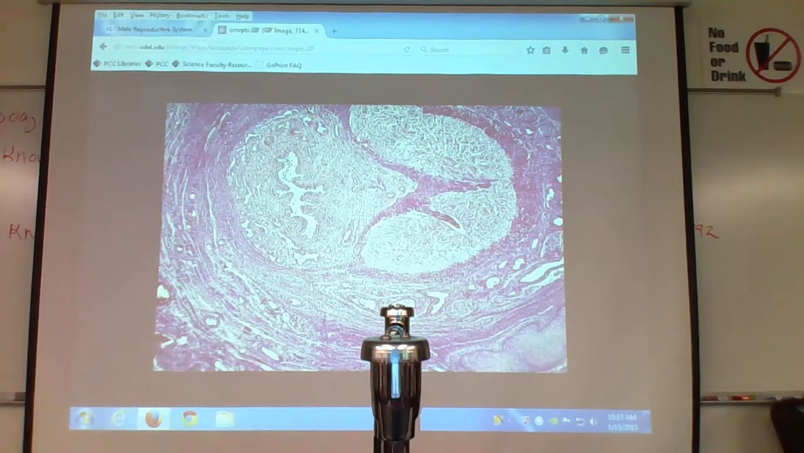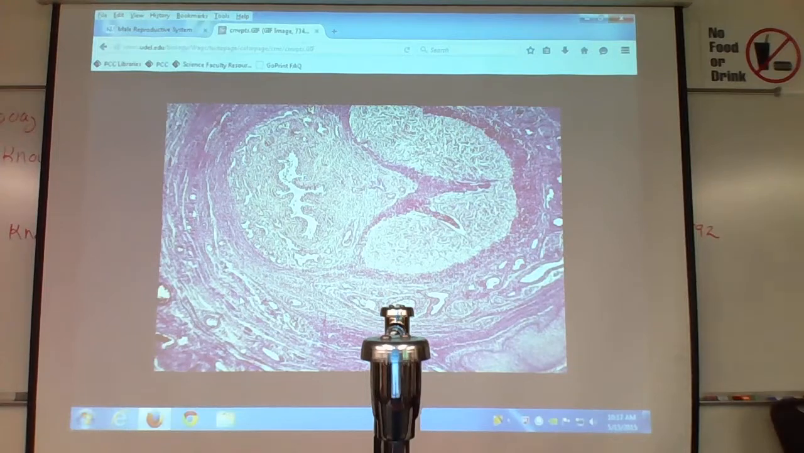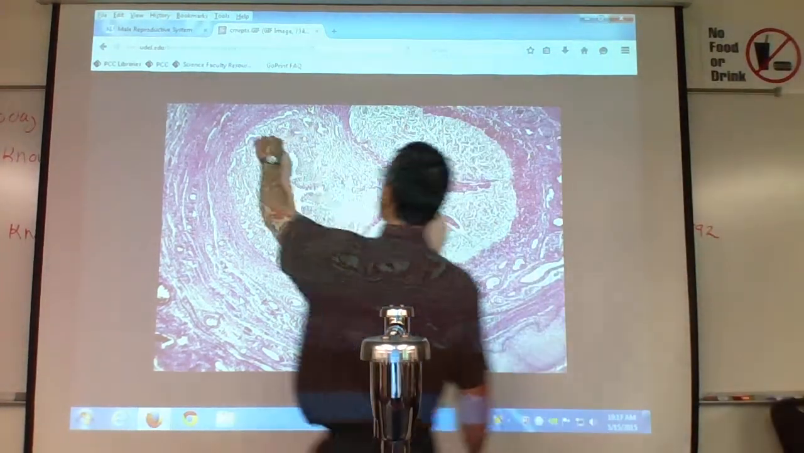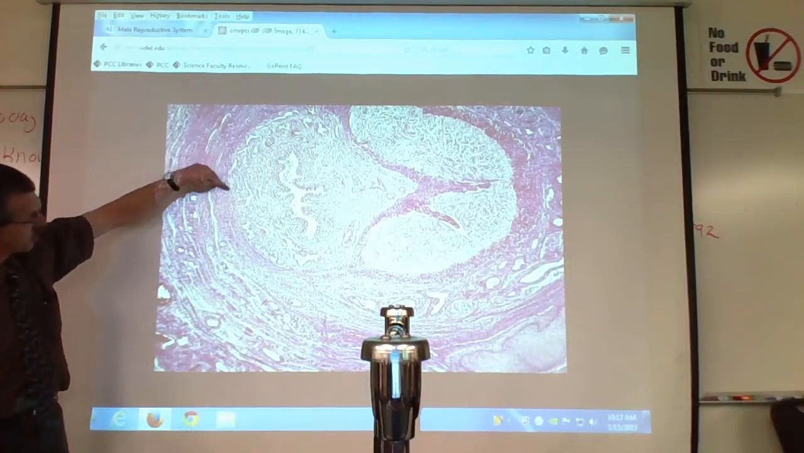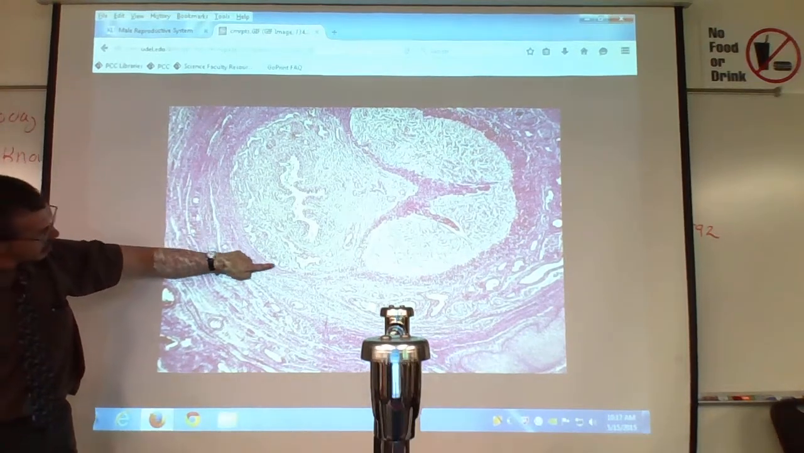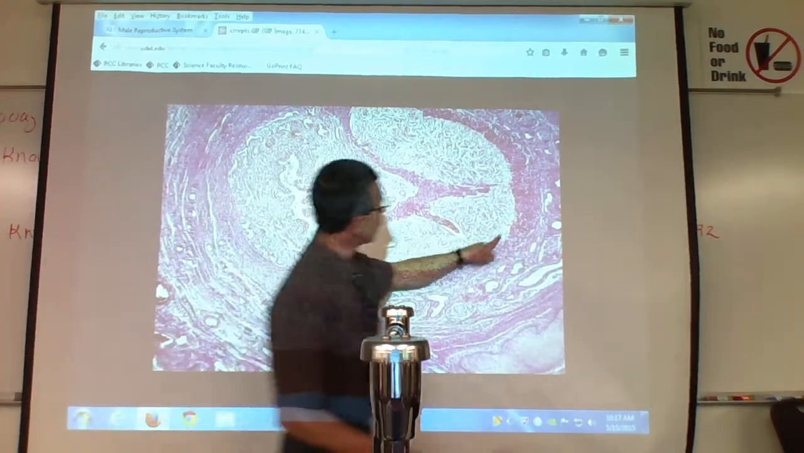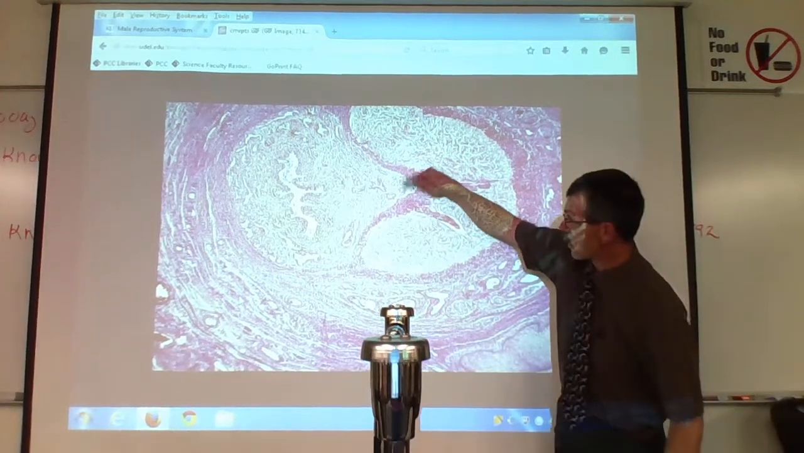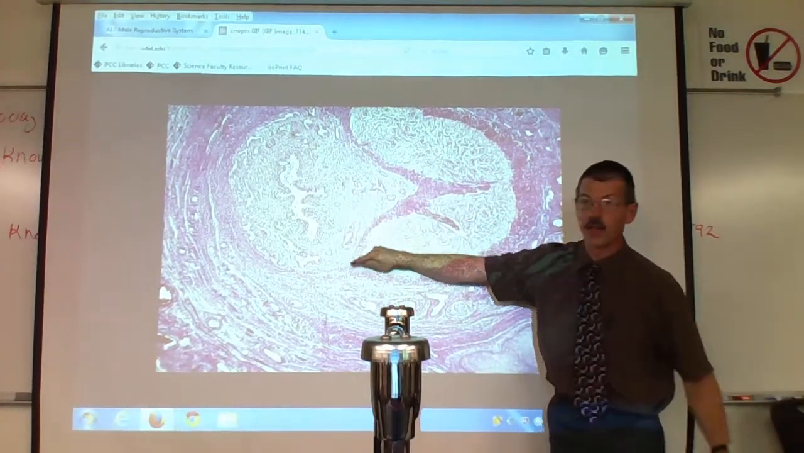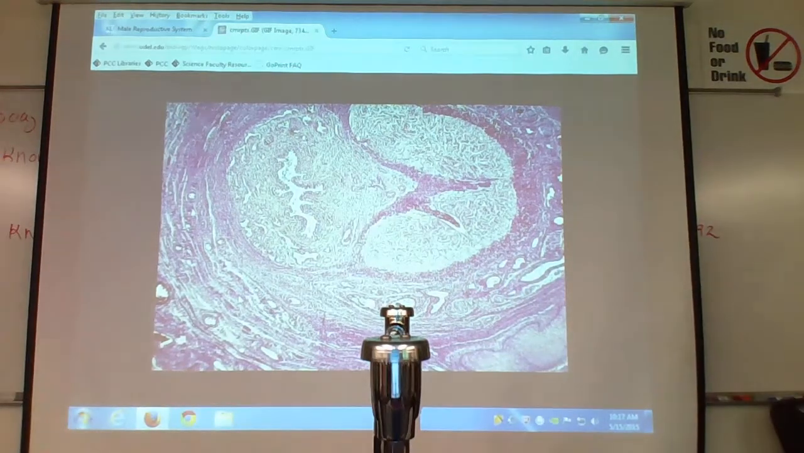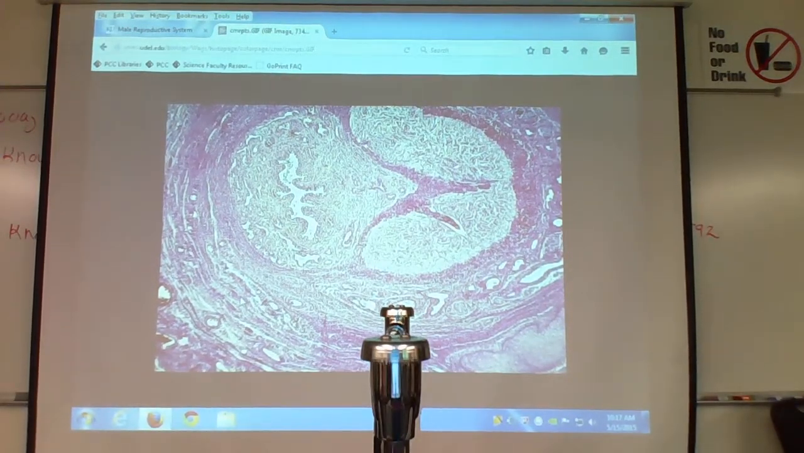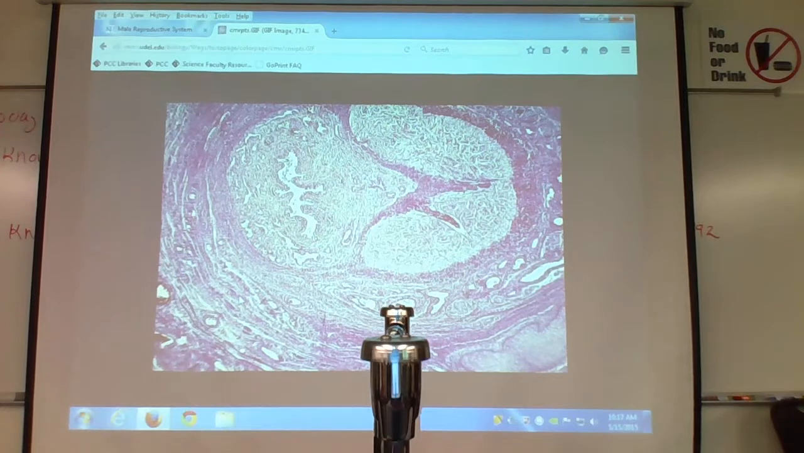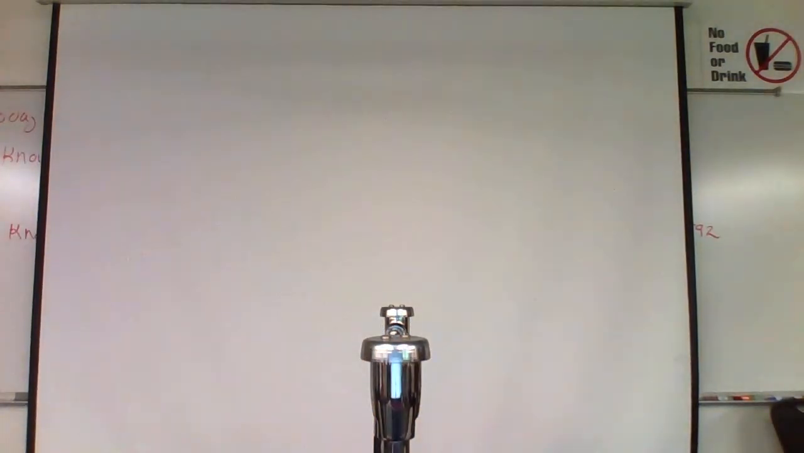You see the tunica albuginea. Tunica albuginea is the outside of each of the erectile tissues. So it's this little line right here that surrounds the spongy tissue. Each spongy tissue has a white line, you can barely see it, around each one. So they're encapsulated in a tunica. I'll try to find you a better picture.